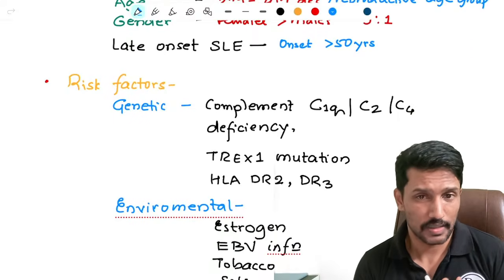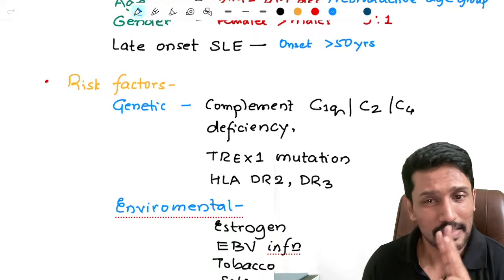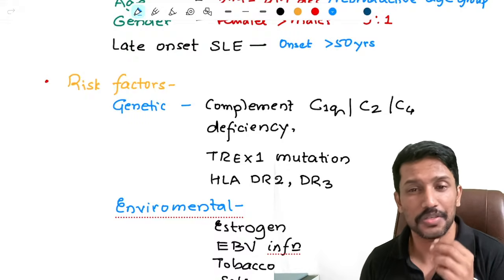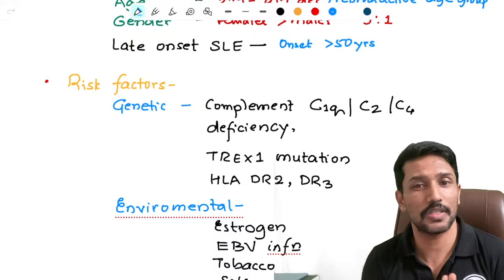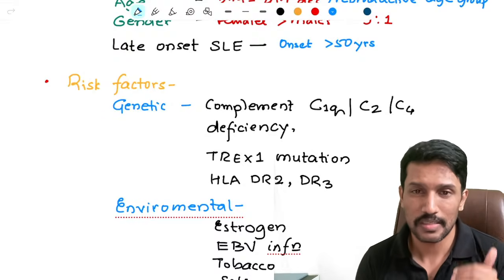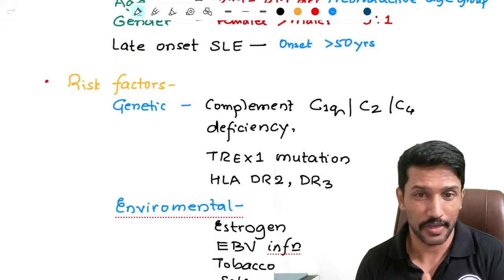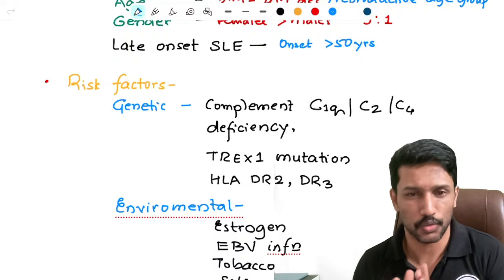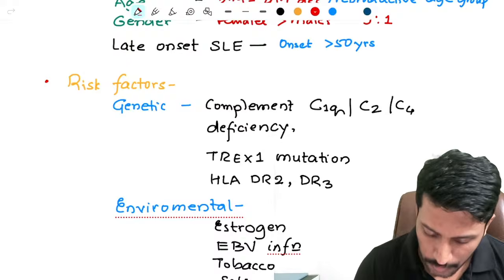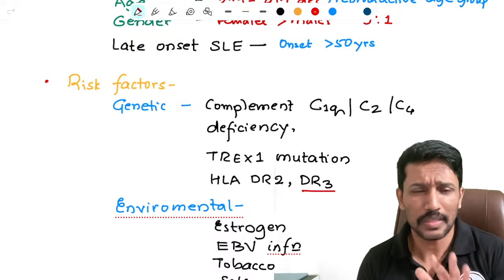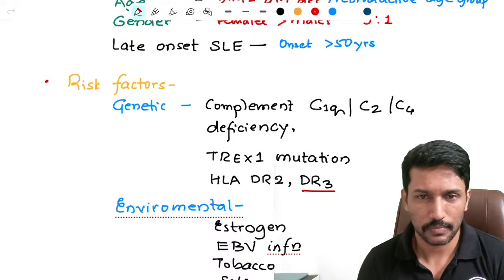So when it comes to SLE, I want you to mention 3 important risk factors. The first, and in fact the most important one that your teachers are particularly looking for, is the deficiency of complement factors C1q, C2 and C4. Then second one is TREX1 mutation, and the third one HLA association. In HLA association particularly, I want you to mention HLA-DR3. Okay. Now first let us address the complement part.